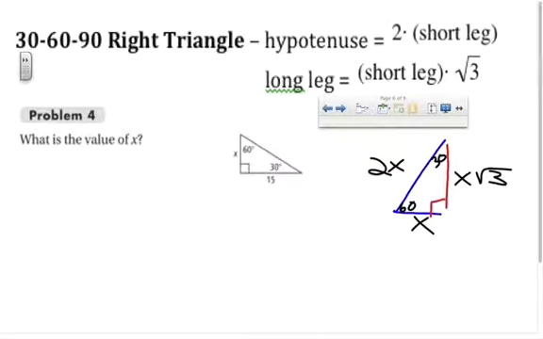Notice up here the relationship between the long leg and the short leg. The long leg is the short leg times radical 3. I need to go backwards and find the short leg, so I would hope that you'd realize we're taking that 15 and dividing it by radical 3.